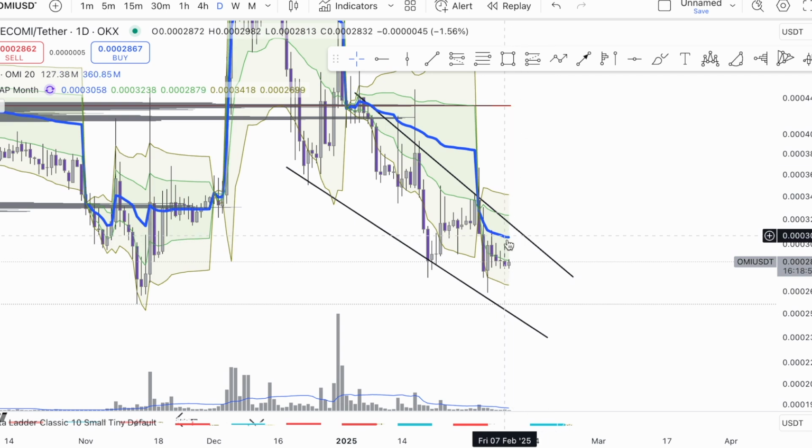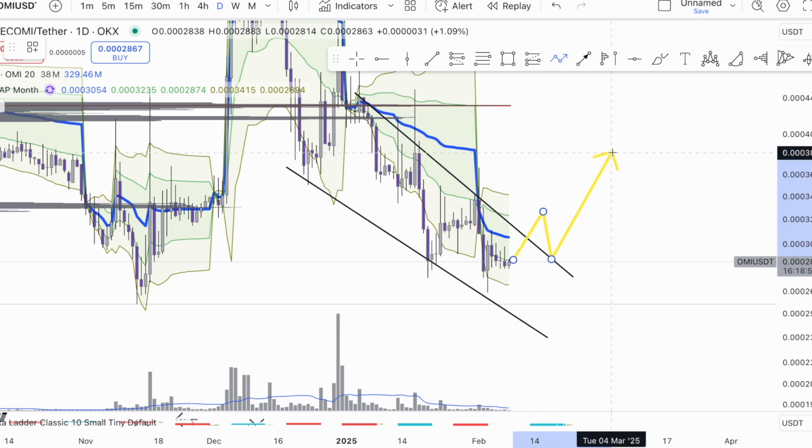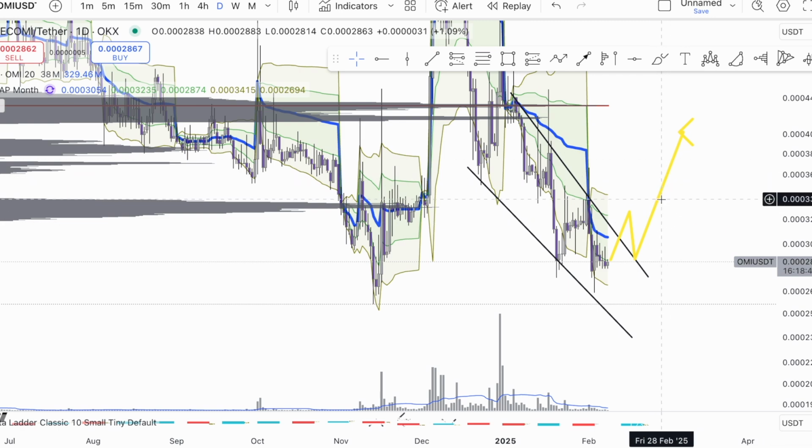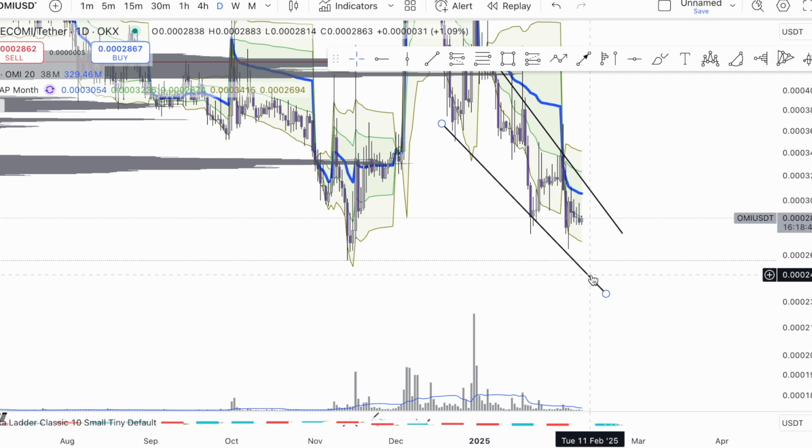So we want to see the break above the VWAP and above the structure to isolate the move and try to push it towards the upside. This is a hypothetical, guys. I don't think it's going to do that right away. I think there's a lot of hidden agendas, especially with Omi and how price is moving.